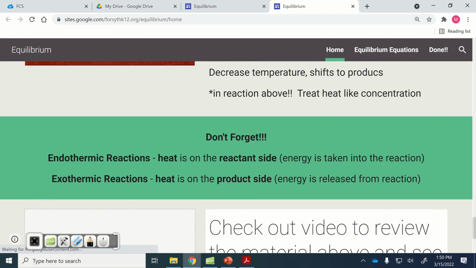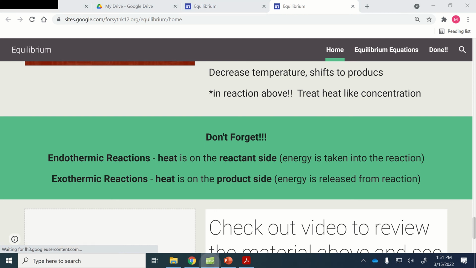Don't forget, we have mentioned this before, there are what are called endothermic and exothermic reactions. So I might not list heat in the chemical equation, and you have to be able to identify it and write it in yourself. If I say it's an endothermic reaction, heat is on the reactant side. When I say exothermic reaction, heat is on the product side. All right, so be prepared for some of those.